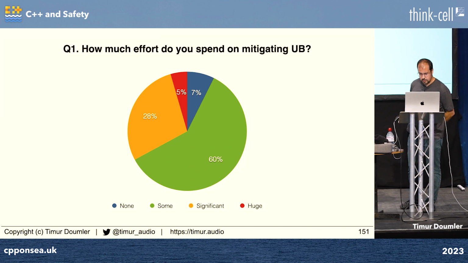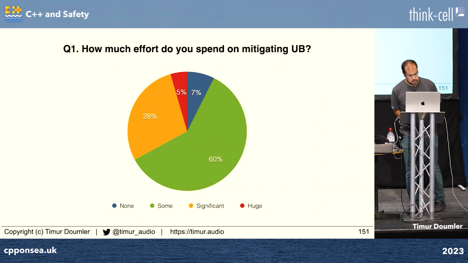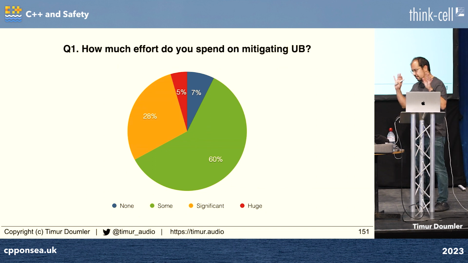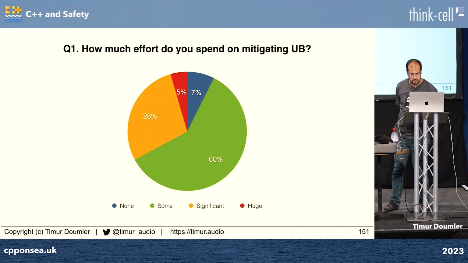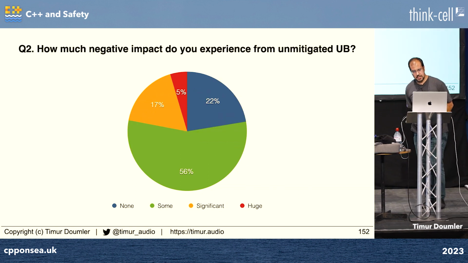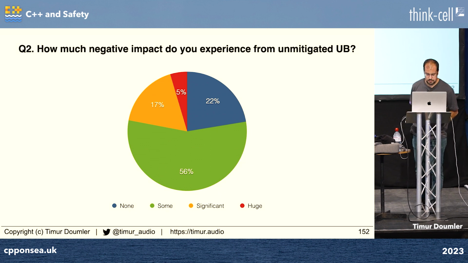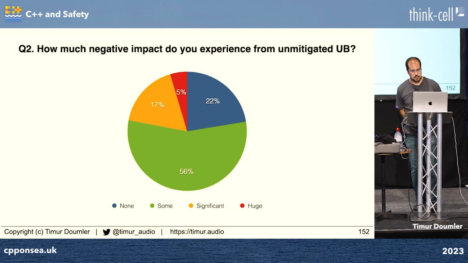And so here are the responses. About 2/3 of the people say they spend either none or some effort mitigating UB, and 1/3 of people say significant or huge effort. And then how much negative impact do you experience from unmitigated UB? Here about 3/4 of people said none or some, and only 1/4 of people said significant or huge impact.